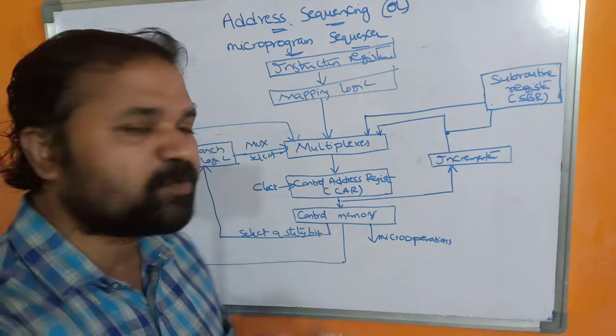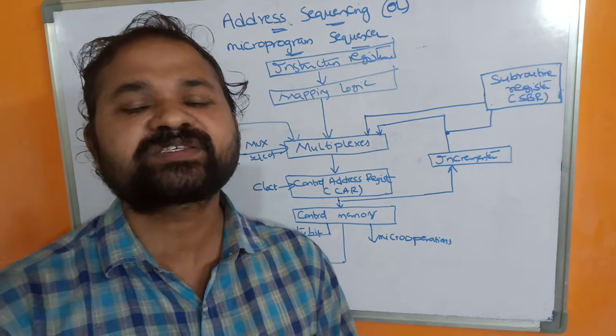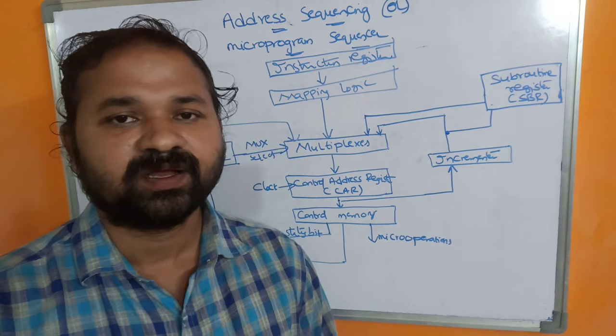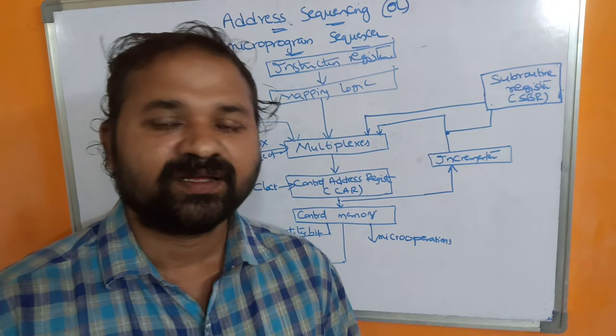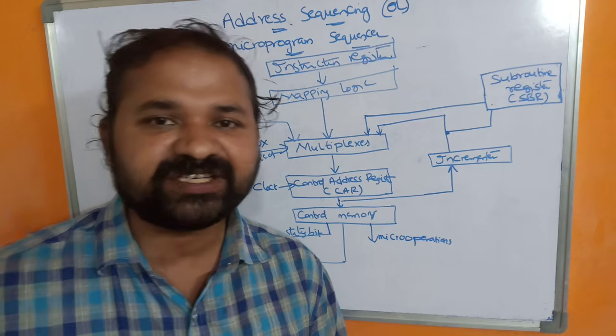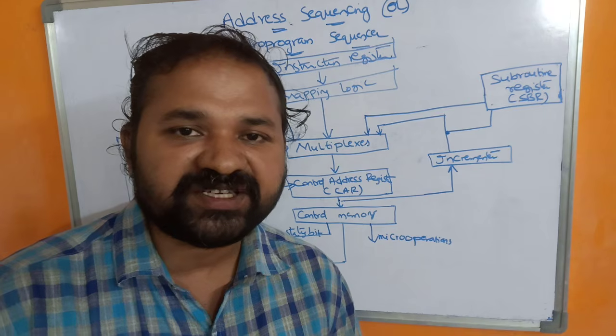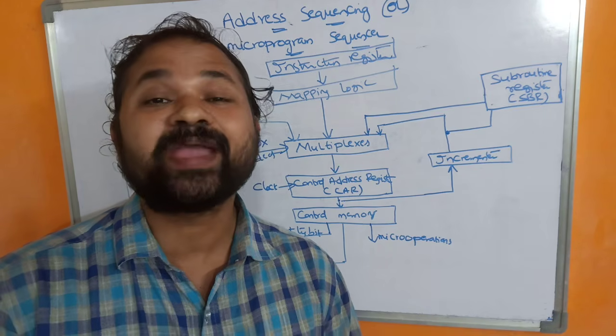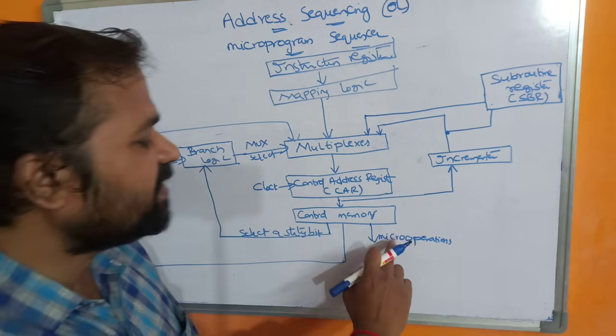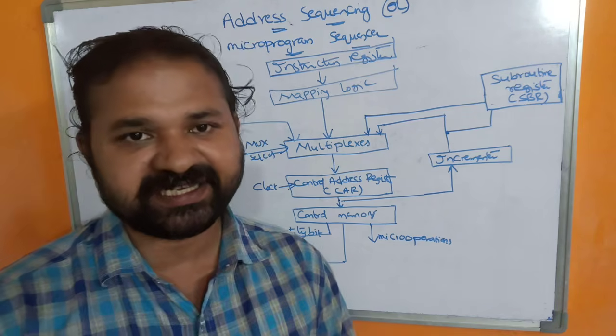So what is control memory here? Control memory stores the microprogram. A microprogram contains a collection of micro instructions, and a micro instruction contains a collection of micro operations. So that's why we have written micro operations here.